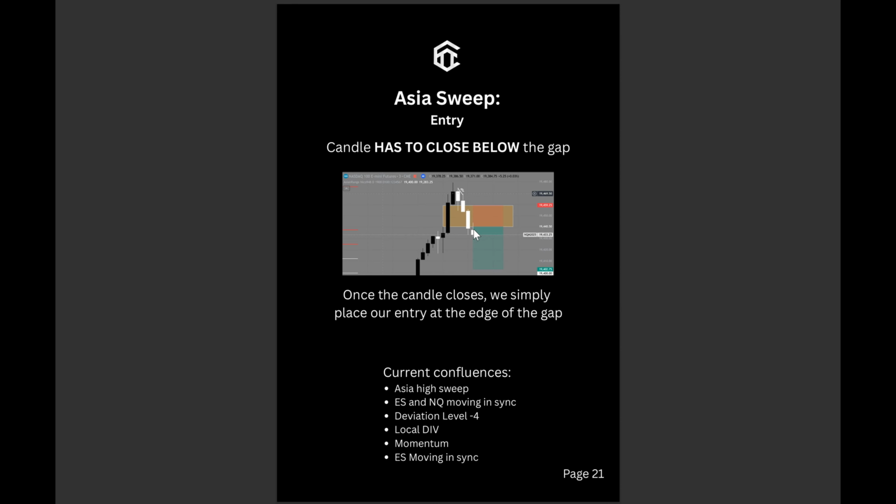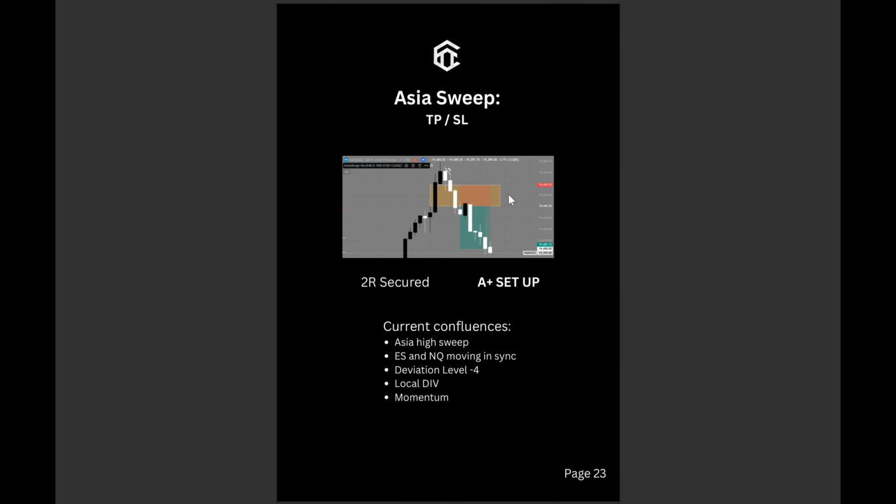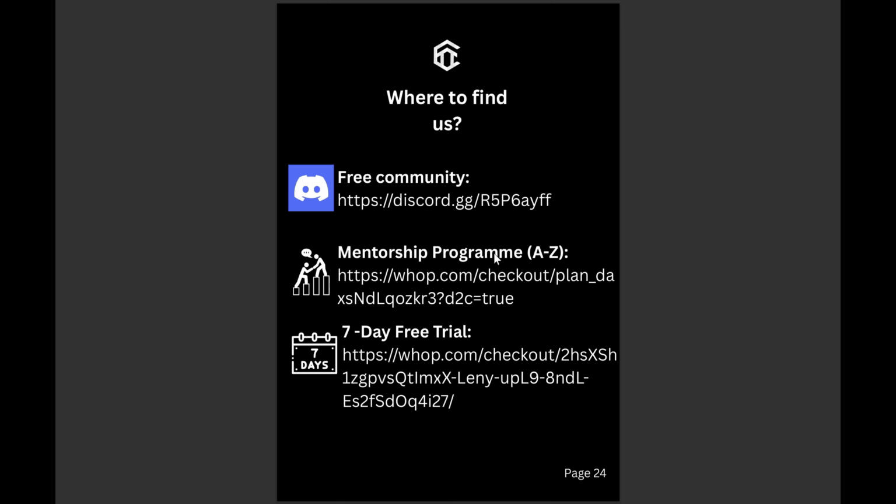As you can see here, we've been tapped into the trade nicely on the next candle, stop loss just above the gap, and we'll simply target a 1 to 2. These are the current confluences, and price has flushed straight down to our take profit. It's really that simple. It may seem like a lot, however, when I go through it with you in the trade breakdowns, I think you'll realize this is so much simpler than you think.